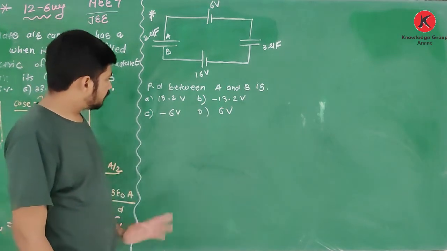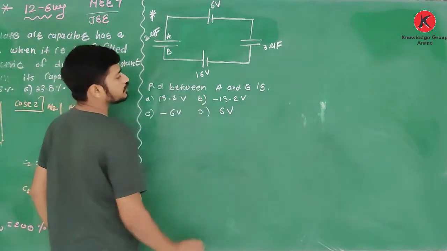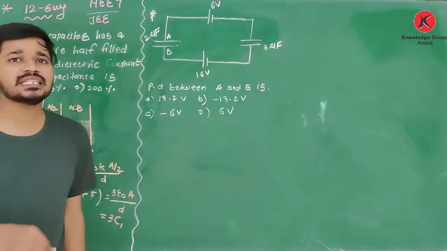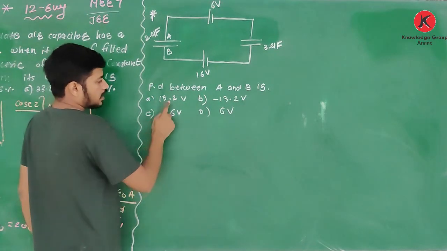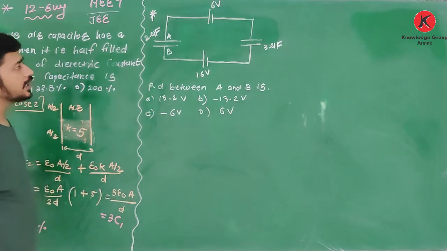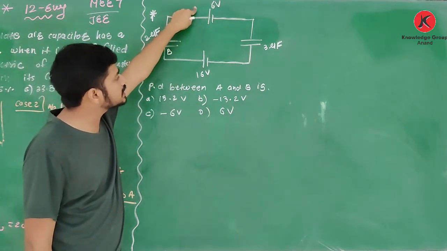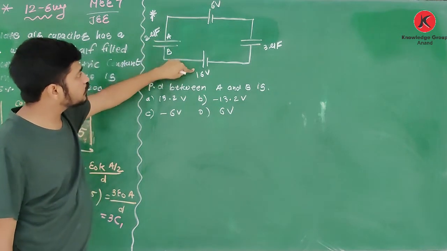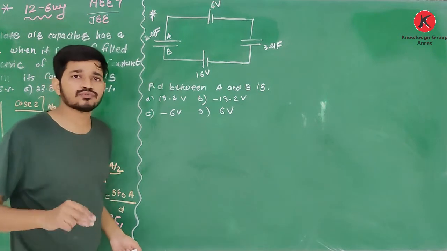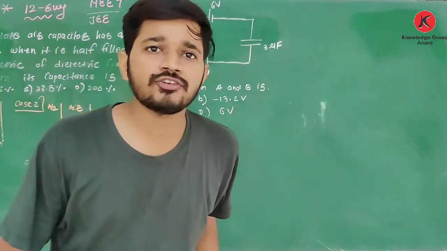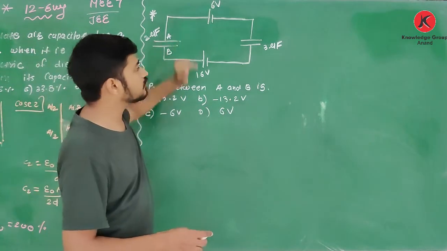First of all, we will eliminate some answers. You have to find the potential difference between A and B, meaning VA minus VB. Two answers are positive and two answers are negative. You are given two batteries, 16 volt and 6 volt. So first of all, we will find the resultant voltage.